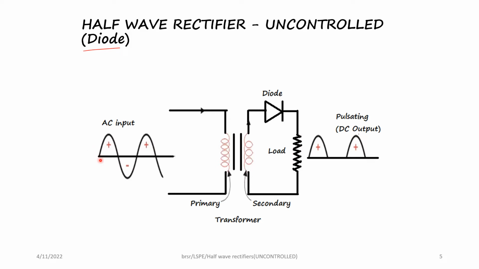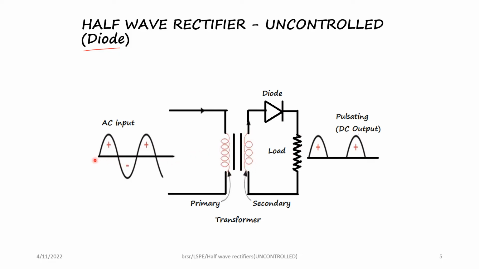The AC input is normally represented by a sine waveform which has a positive half cycle and a negative half cycle. And this is a transformer which is used for either increasing or decreasing the AC voltage. In this case, it is a step down transformer. The higher value of AC input is reduced to the required value on the secondary side.